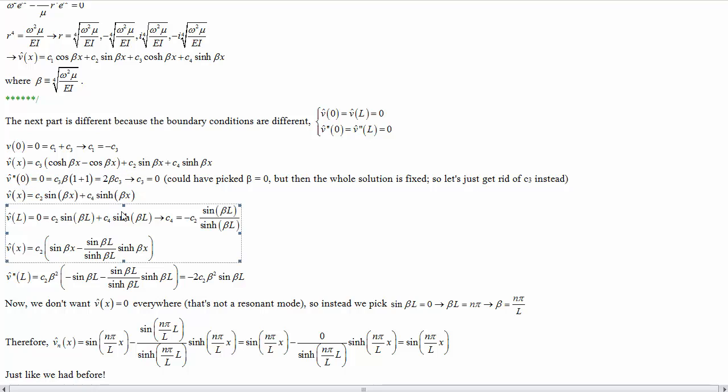Try going through this. I mean, I can talk over it. There's nothing really special here. We substitute in one at a time, solve for all the C's, and then at the last step, we have to decide that we don't want V equal to 0 everywhere.